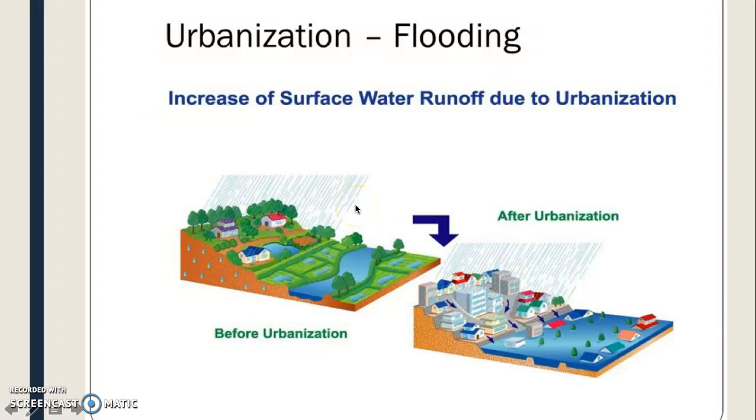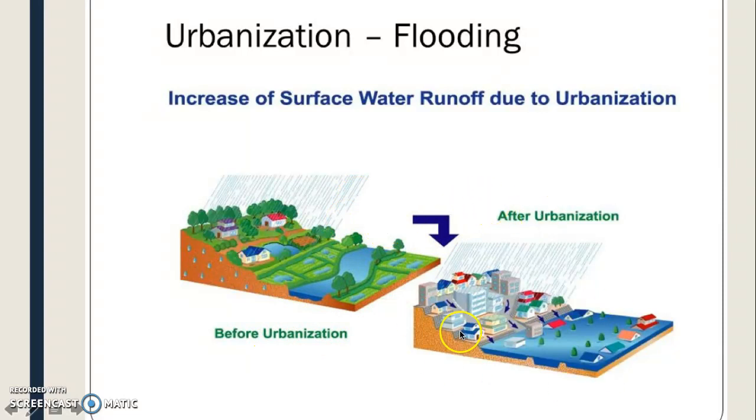Then urbanization and flooding. So back in the day, before we had lots of cement and buildings, the water could more easily infiltrate the soil, so percolate through the ground as well, and then be absorbed by trees and all the plants around. And there was less flooding, or less severe flooding.